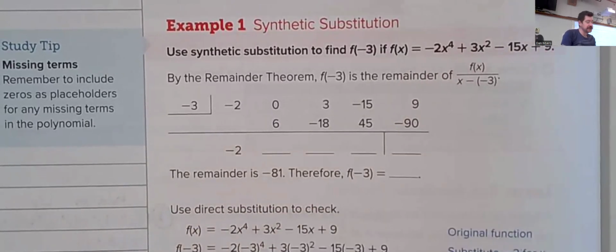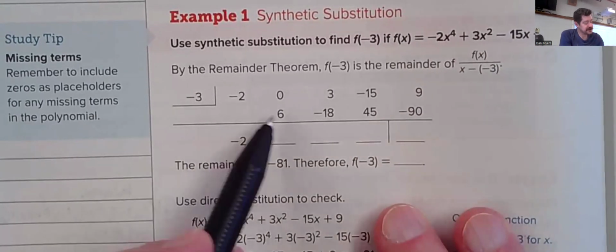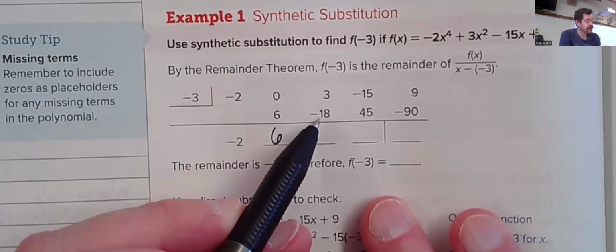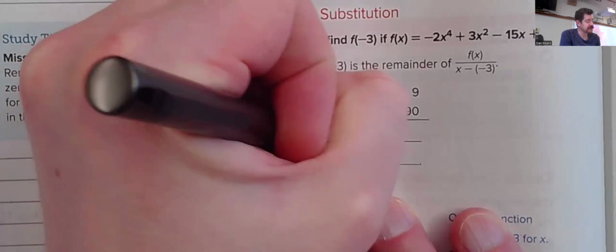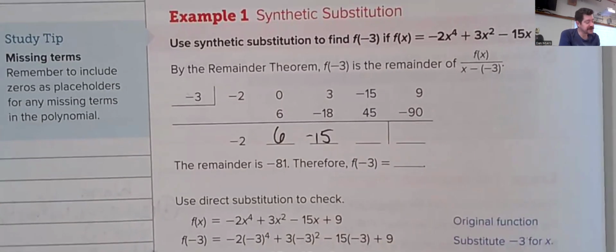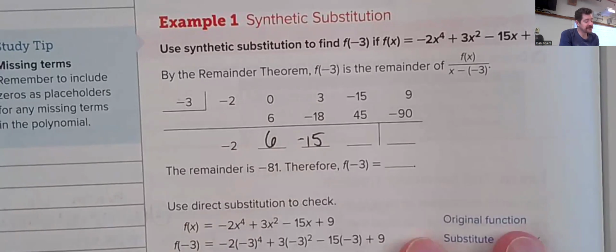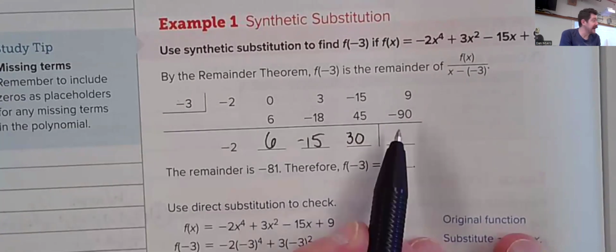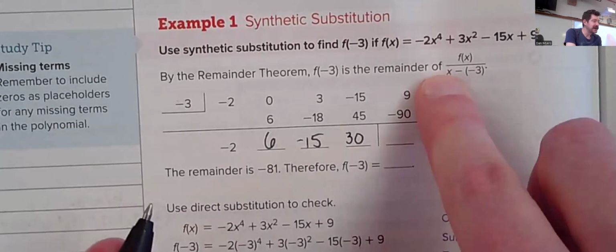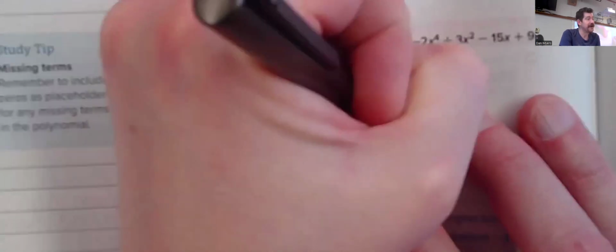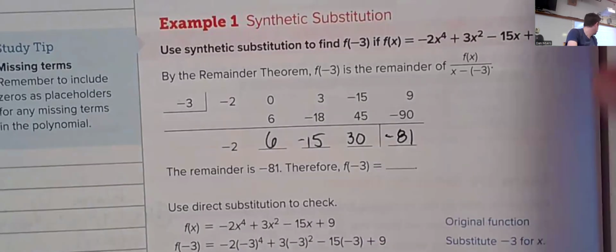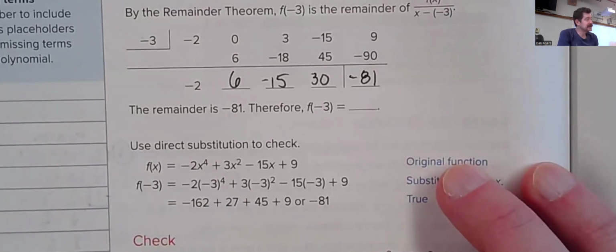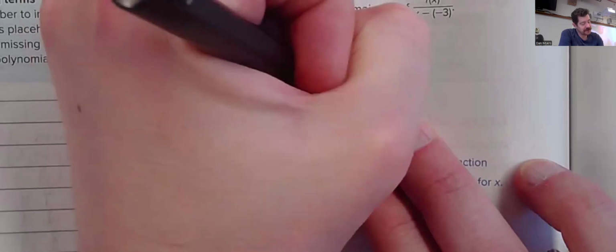And then we're going to bring down the -2 and multiply. +6, 0 plus 6 is 6. Multiply again. 6 times -3 is -18. 3 plus -18 is -15. Multiply again. -15 times -3 is 45. -15 plus 45 is 30. 30 times -3 is -90. -90 plus 9 would be -81. So that means the remainder is -81. Therefore, if you evaluate the function with an x value of -3, you get a y value of -81.